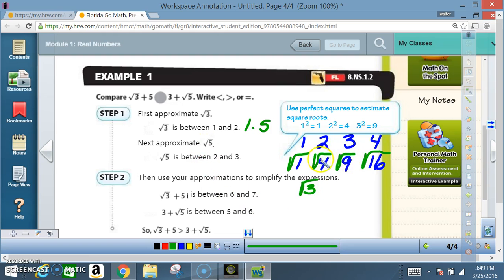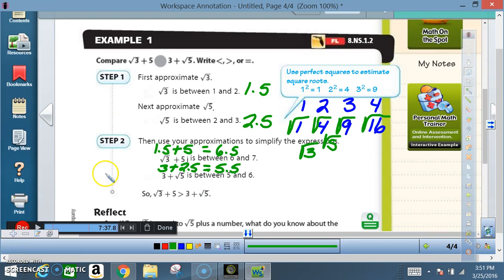Okay, now look at the square root of 5. Square root of 5 will be between what two numbers? It will be between the square root of 4 and the square root of 9. So now what's the square root of 4? 2. Square root of 9? 3. So square root of 5 will be halfway between 2 and 3, which is 2.5. Okay, so now that we know the values, the square root of 3 is 1.5. The square root of 5 is approximately 2.5.